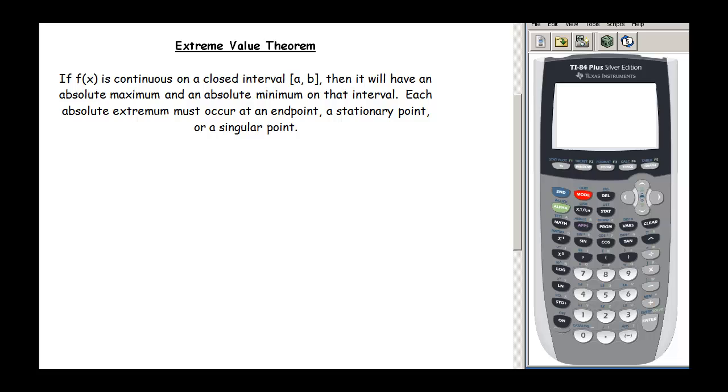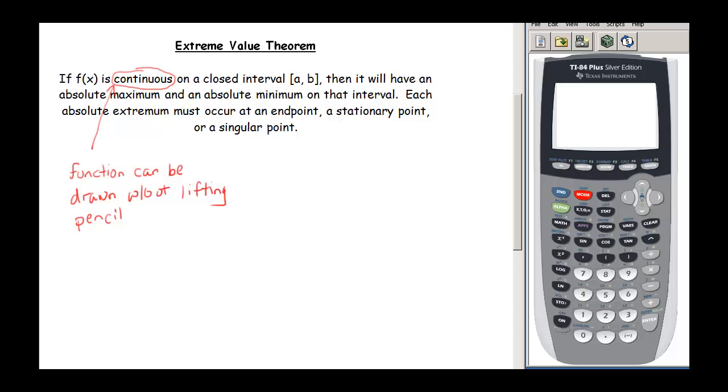So there's a couple things that I want to talk about here. First, let's talk about this word continuous. That is just a mathematical term that means that the function can be drawn without lifting your pencil. That's a really basic way to say it. So function can be drawn without lifting pencil. So I'll draw a couple of examples here in a second.